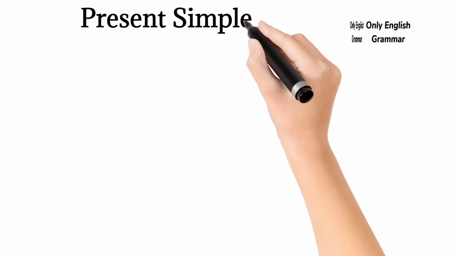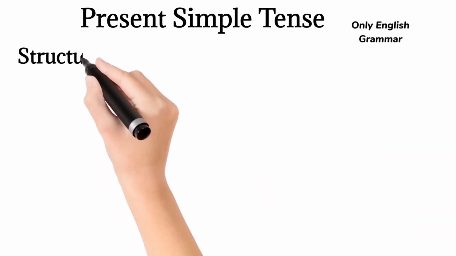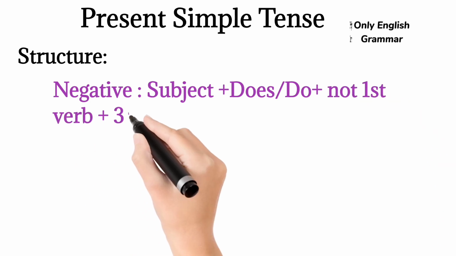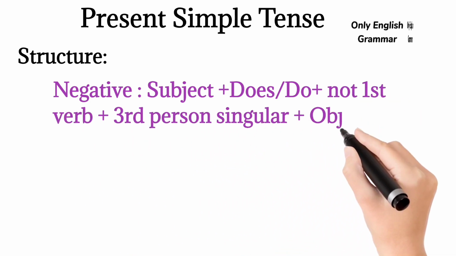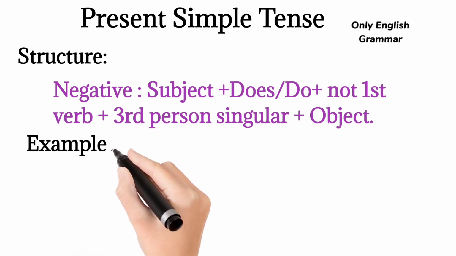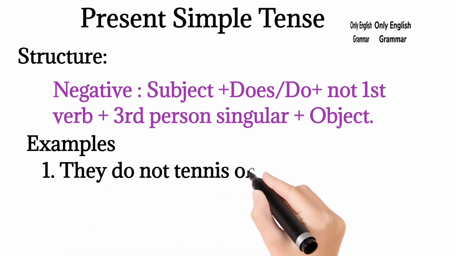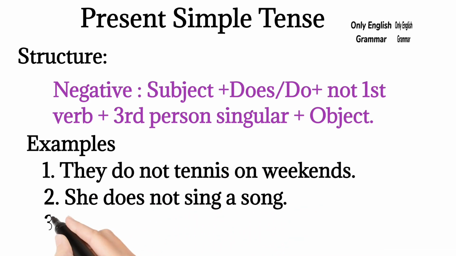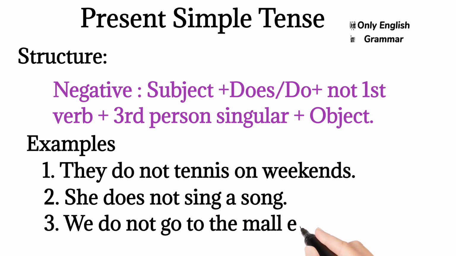Here is the negative structure for the present simple tense. We will use subject plus do or does plus not plus first form of verb plus object. For example, 1. They do not play tennis on weekends. 2. She does not sing a song. 3. We do not go to the mall every night.